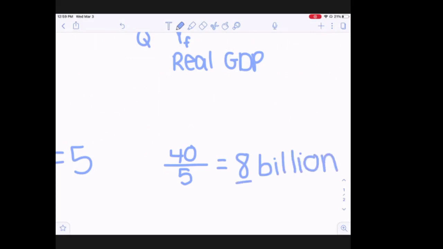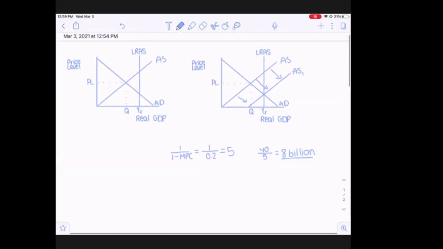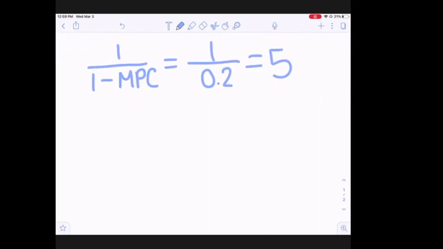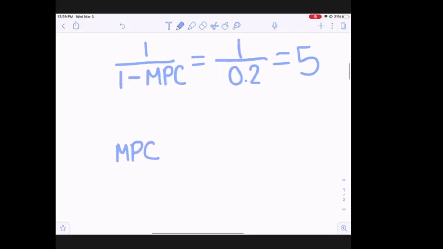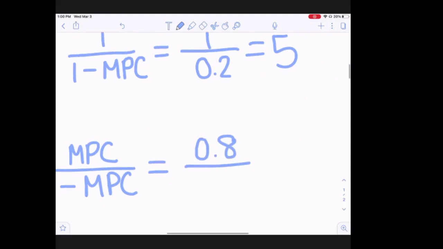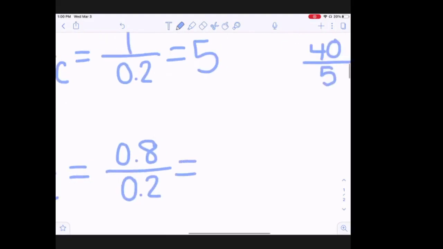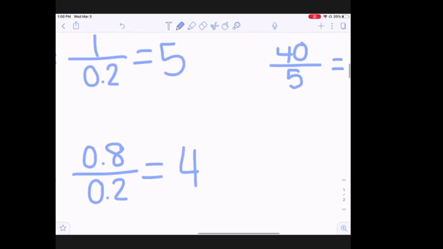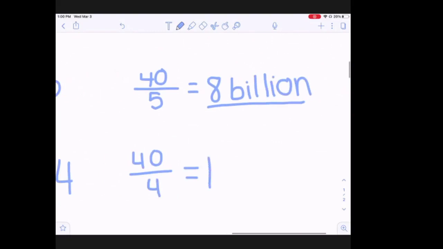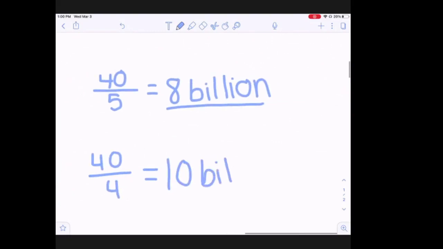All right, now it wants to know, but what if we wanted to do tax instead? So underneath that formula, we're going to write another formula. The tax multiplier is MPC over 1 minus MPC, because they're going to save a portion of it. So MPC is 0.8. That is equal to 0.8 over 0.2, which is equal to 4. And now it's 40 over 4, right, which is 10 billion. And those are your answers to part C.